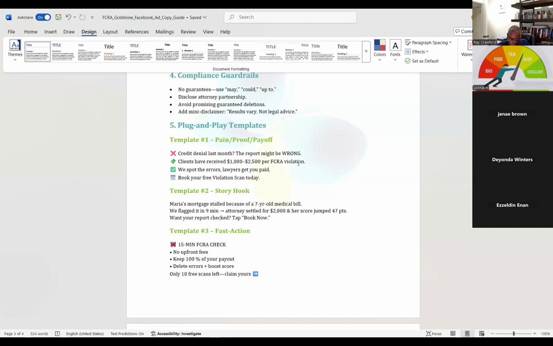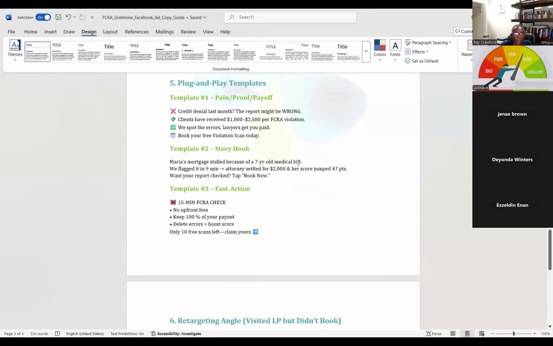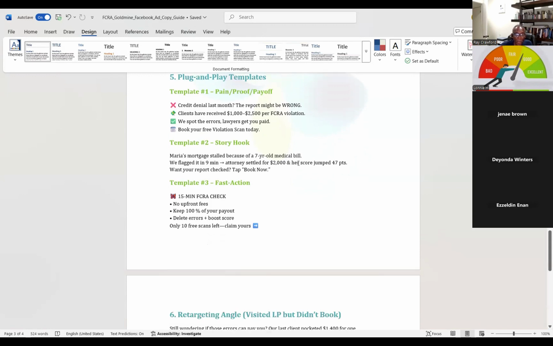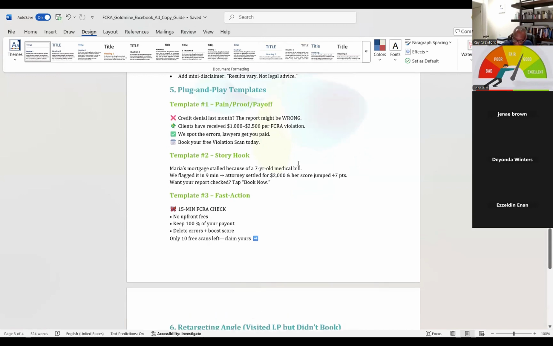Some people have more than 100 violations. So, different templates. One of the case studies was named Maria, because she was applying for a mortgage. She had a 7-year-old medical bill that still showed on her account that should not have. They settled that account for $2,000, and her scores jumped 47 points.